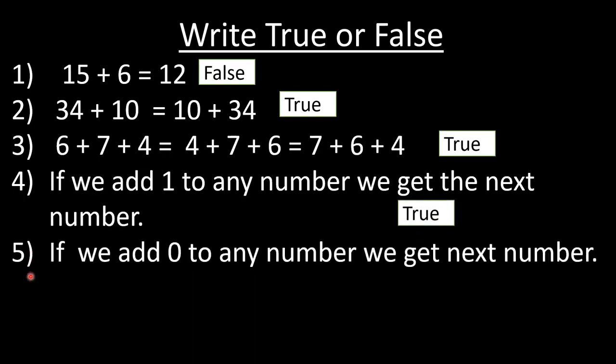Now in question number 5, if we add 0 to any number, we get the next number. So here we are adding 0, means suppose we have 4 chocolates और हमें किसी ने और कोई chocolate नहीं दी. So how many chocolates are with us? Only 4, है ना? So it is saying we get next number and that is false. So we'll write false for it. Okay.